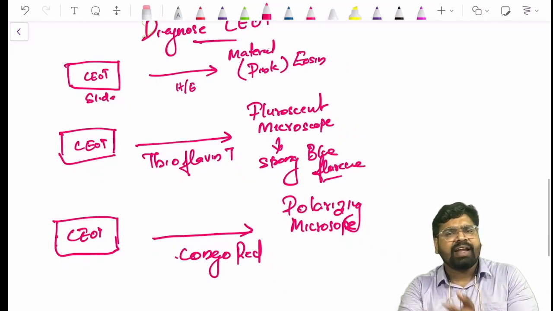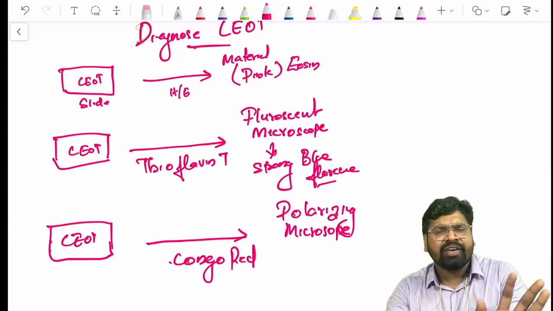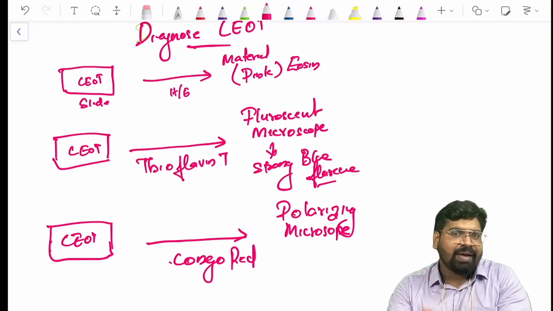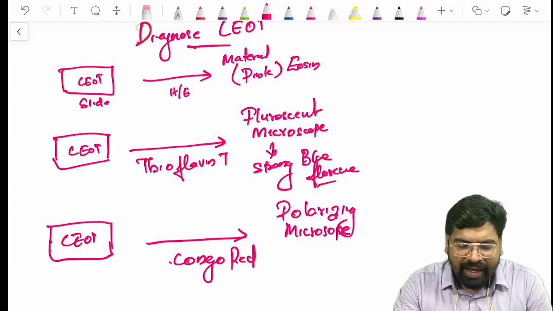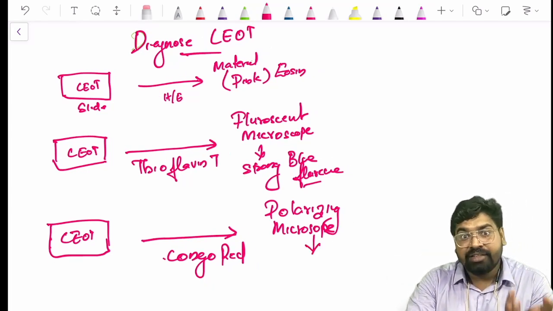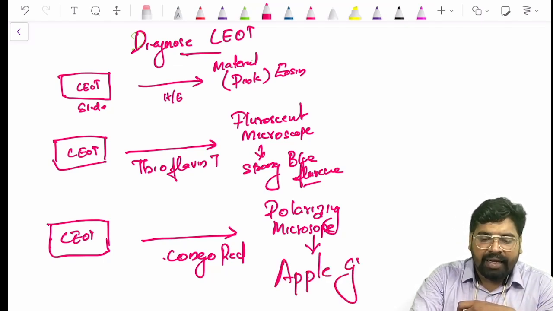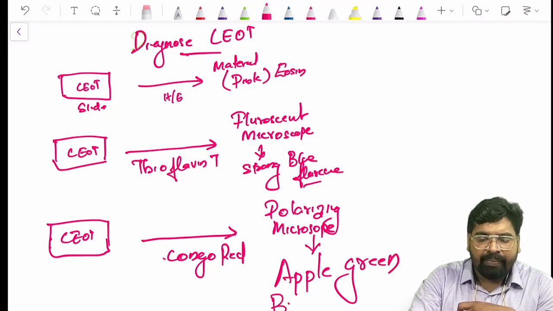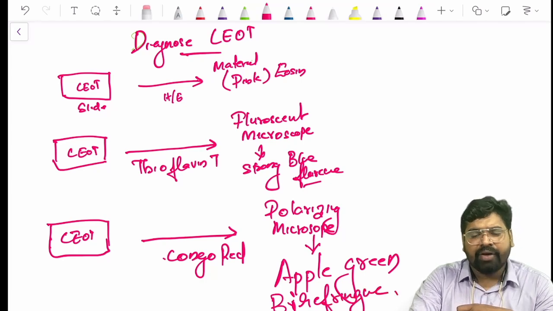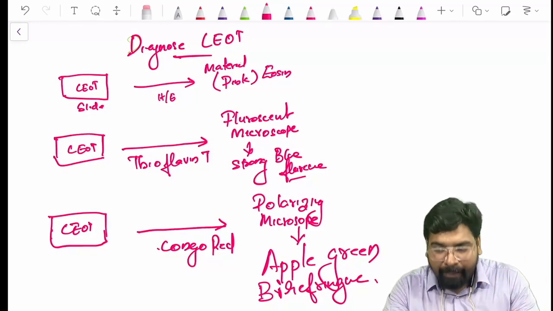It is cheaper, and we can attach a polarizer to any microscope. So I can't afford a fluorescent microscope; I am using a polarizing microscope, but this time I stained with Congo red. Now when I see this under a polarizing microscope, I can see this material as apple green color. It will show apple green birefringence. It's an optical property, and it will give an apple green color.